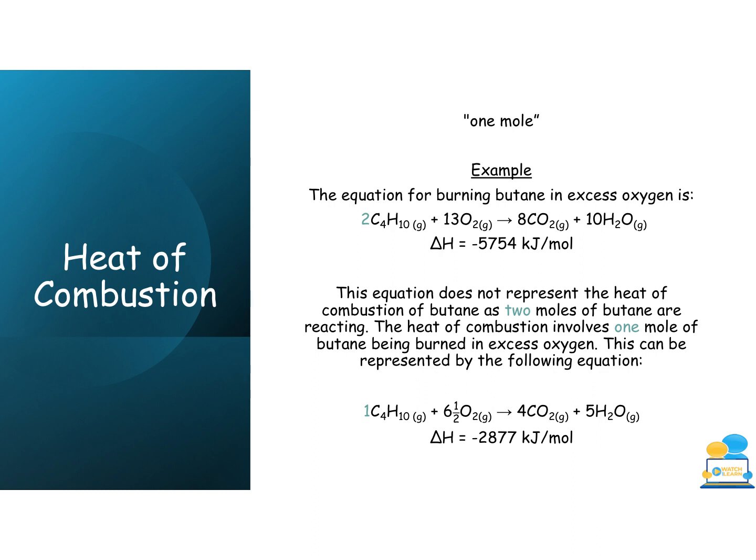The reason it's not the heat of combustion is that, by definition, the heat of combustion involves 1 mole of substance being burned. So the heat of combustion is really that 5754 kilojoules per mole divided by 2. It can be represented by the thermochemical equation at the bottom of the screen, and that gives a delta H value of minus 2877 kilojoules per mole.